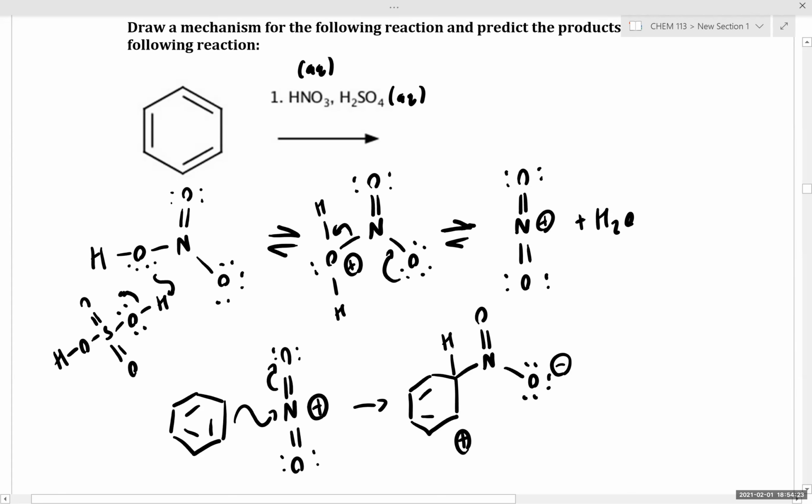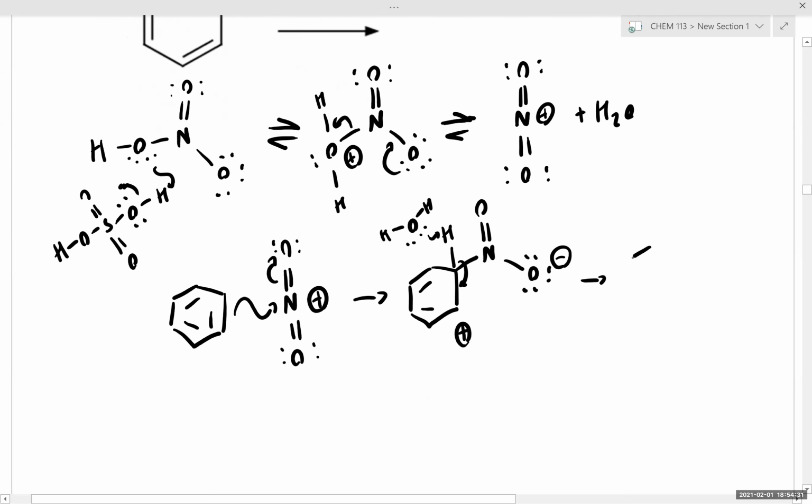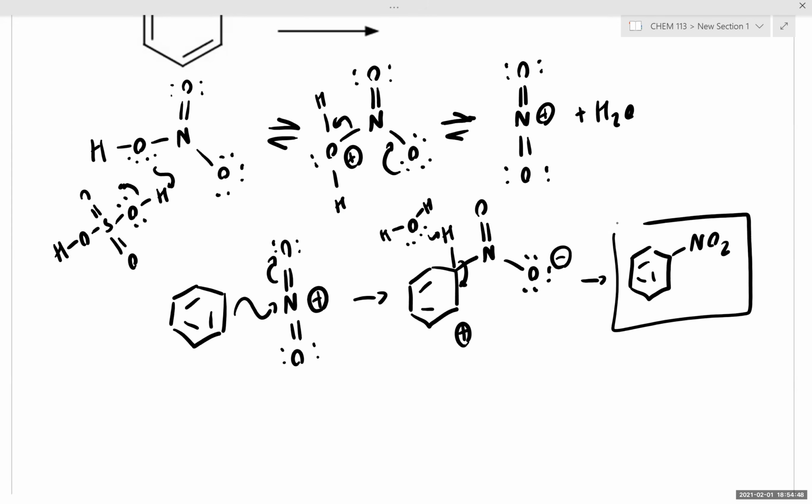Okay, so now that we have our carbocation, water is going to pull off our proton. And in turn, we're going to regenerate our aromatic ring. So we end up with our nitration product. Does this mechanism make sense to everyone? Does this example make sense?